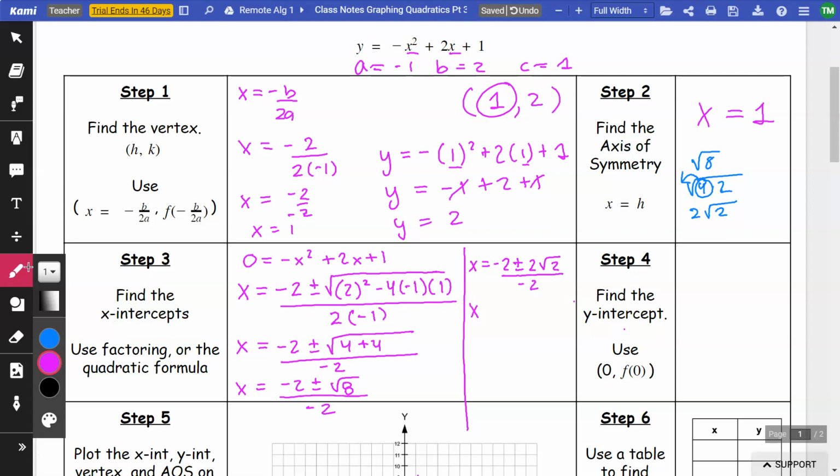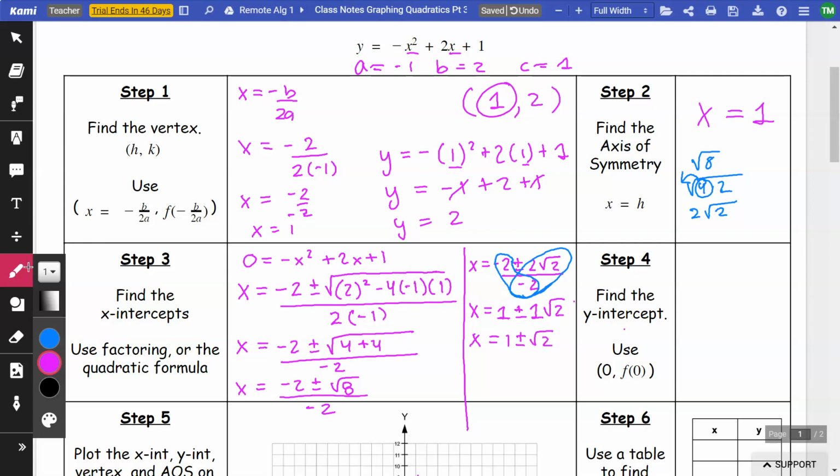We talked about simplifying these kinds of fractions before, where we have to simplify this and this. So negative 2 divided by negative 2 is 1. Plus or minus, and then 2 divided by 2 is 1 root 2. So this is really just x equals 1 plus or minus root 2.